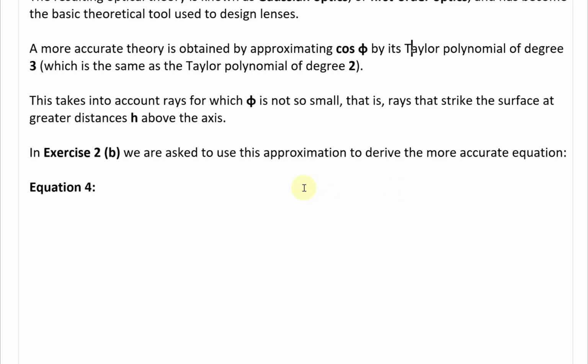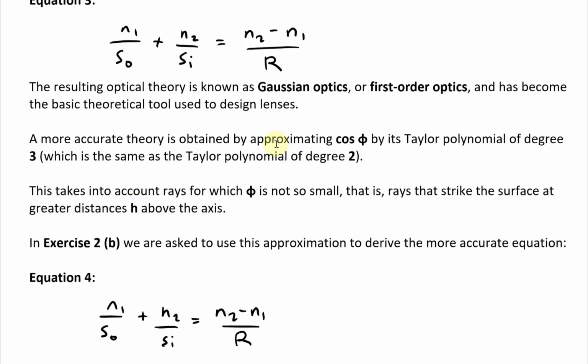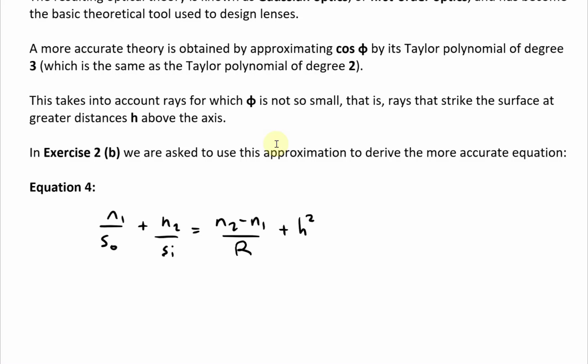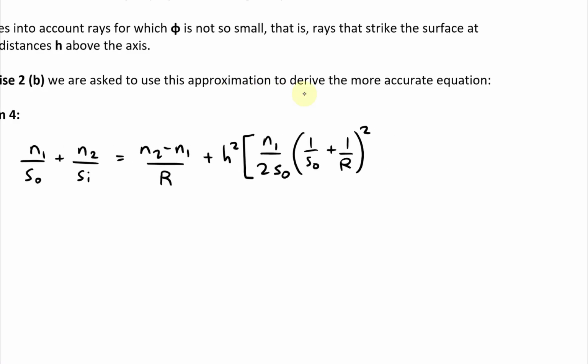What happens if we use the second order approximation, which we'll do in exercise 2b, is we get n1 over s0 plus n2 over si equals n2 minus n1 over r, which is similar to our starting point right here. And then we have to add a term involving h squared, the height here. This is going to be h squared times n1 over 2s0, and then times 1 over s0 plus 1 over r, all squared. So it's much more complicated than before, and it keeps going.